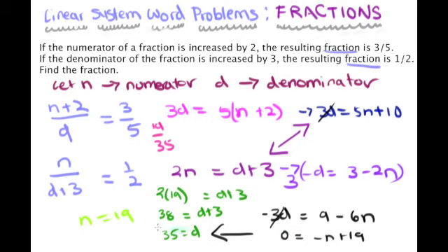So let's check. If you increase the numerator by 2, is the fraction 3/5? So 21 over 35, and we divide by 7, we get 3 over 5. That's correct. If the denominator of the fraction is increased by 3, so 19 over 38 is equal to 1/2, because 38 divided by 19 is 2. So it would be 1 over 2. So 19 over 35 is our final answer.